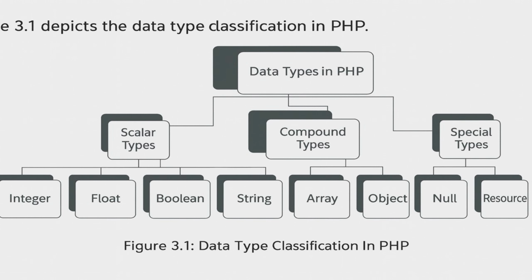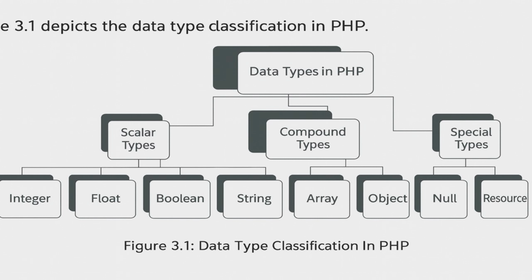Now let's take a look at Figure 3.1, Data Type Classification in PHP. This diagram helps us understand how PHP organizes its different types of data. As you can see at the top, everything starts with data types in PHP, which are divided into three main categories: scalar types, compound types, and special types. Let's break each of these down.